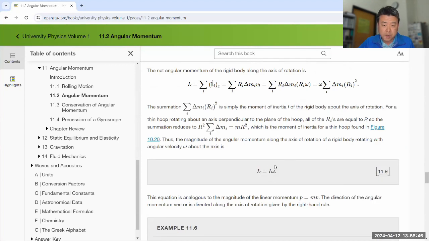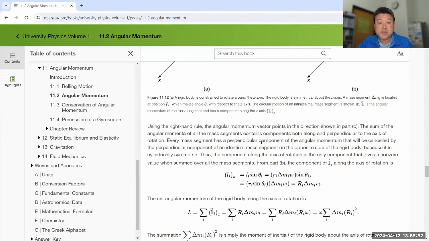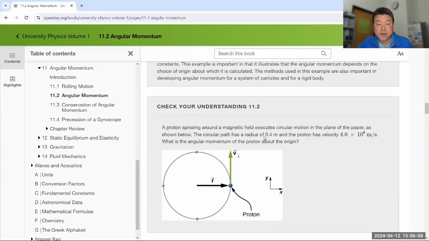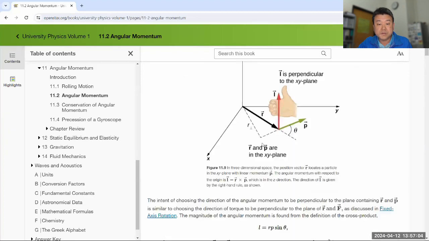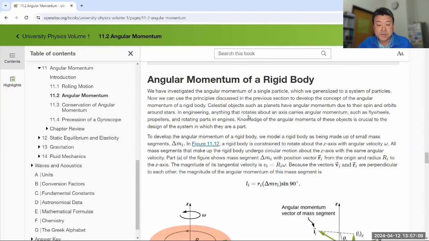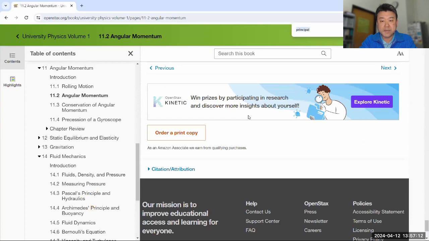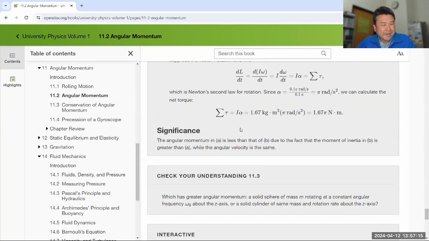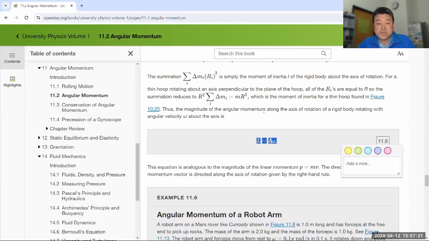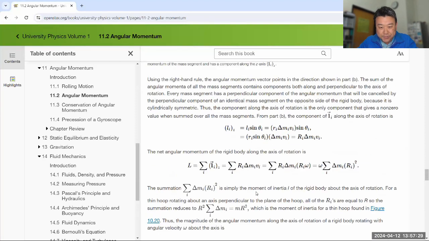But for this to be applicable, you do need some kind of conditions, which actually your textbook talks about, as it derives the angular momentum of the system of particles, the single particle, and the rigid body. Let me see if it talks about principal axis. Oh, it doesn't. So what it comes down to is for an expression like this to be applicable, you do need certain conditions to be met, like principal axis, that sort of stuff that might get mentioned in the derivation here.